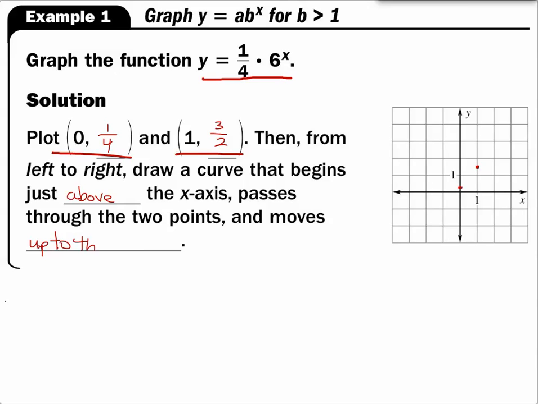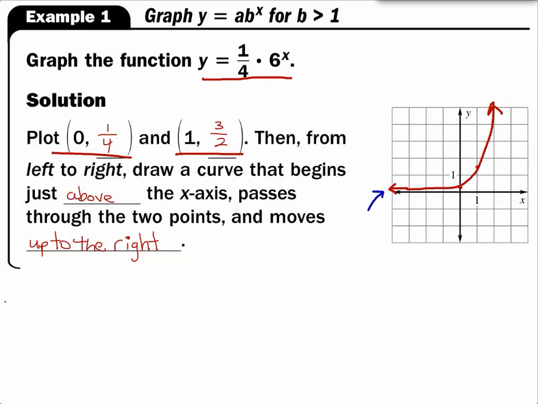I'm not sure why they left this wording as something that you're supposed to be able to fill in. Maybe if you look at the book it has a similar construction. But either way, we're moving from the left above the x-axis, through the 2 points, and up to the right. There we go. Make sure we have arrows on both ends.